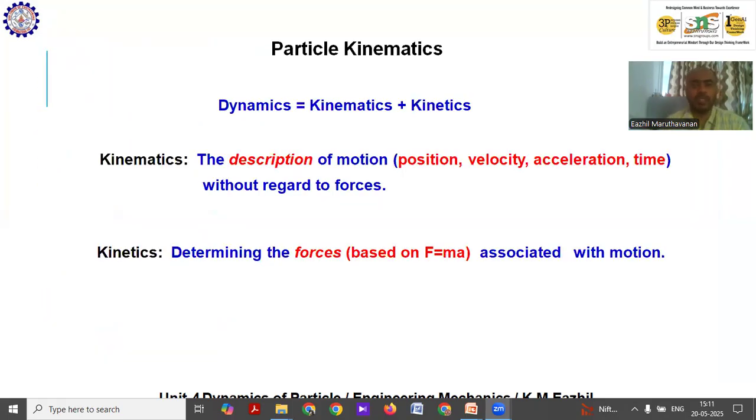If we are considering the force which causes the motion, that deals with kinetics. If we are studying only the position, velocity, acceleration, and time, without considering what causes the object to move, that is, without considering the force, it is known as kinematics.